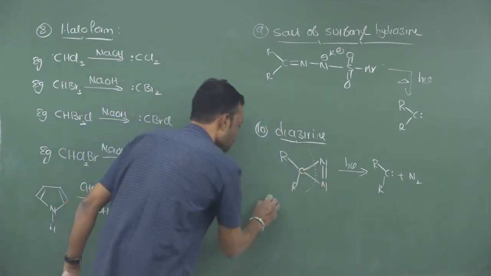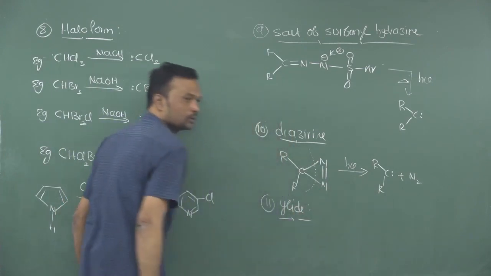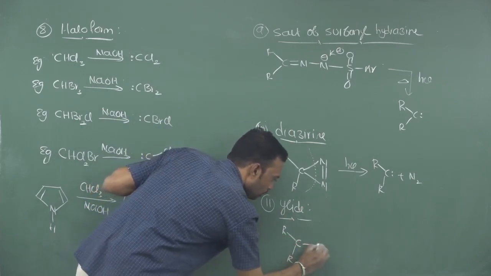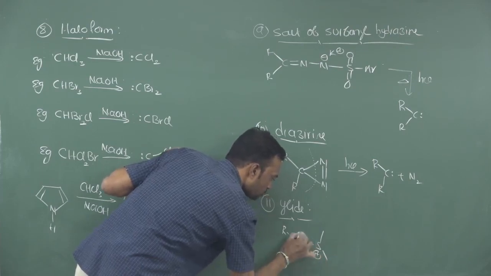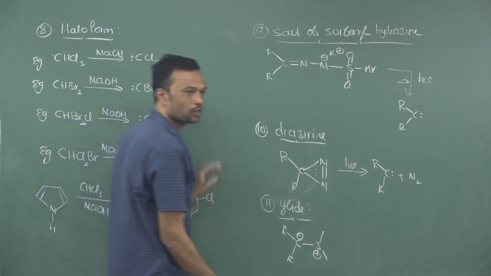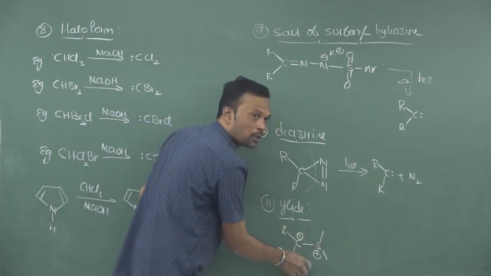Okay, and we can also prepare it by using a ylide reaction. Now carbon carries a negative charge and sulfur carries a positive charge. This is called sulfur ylide. Phosphorus ylide is the Wittig reagent; here sulfur ylide is present. The negative and positive charges disappear, and you can write a double bond even.